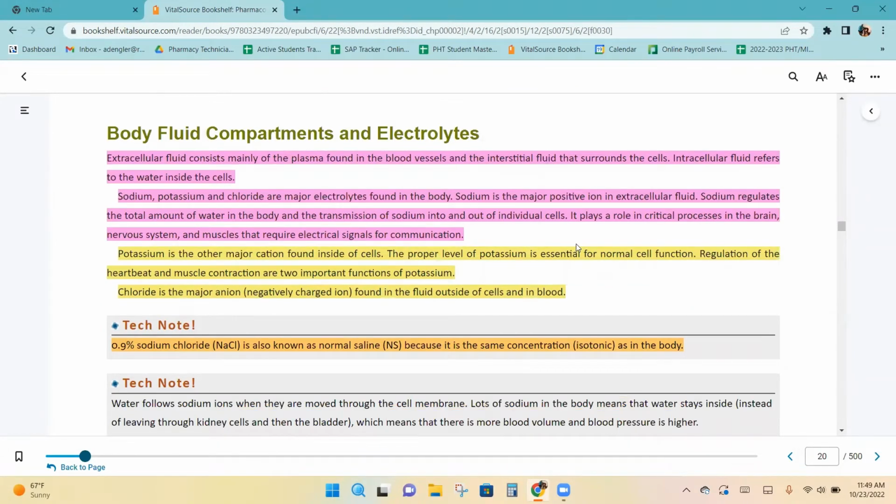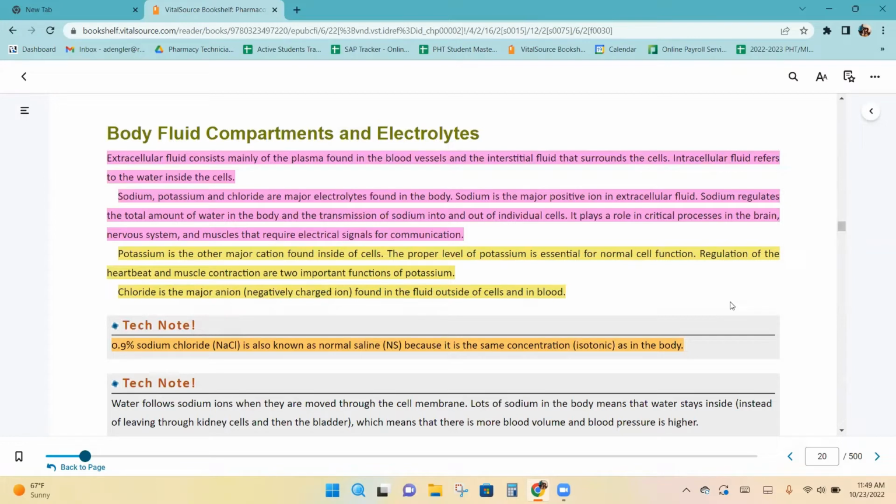Extracellular fluid consists mainly of the plasma found in the blood vessels and the interstitial fluid that surrounds the cells. Intracellular fluid refers to the water inside the cells. Sodium, potassium, and chloride are major electrolytes found in the body. Sodium is the major positive ion in extracellular fluid.